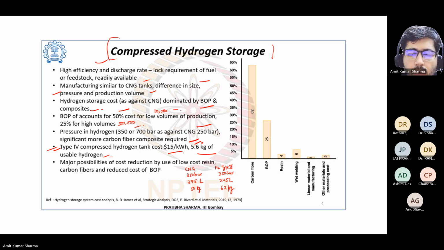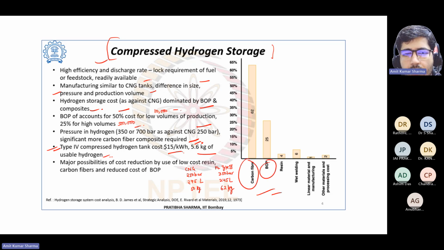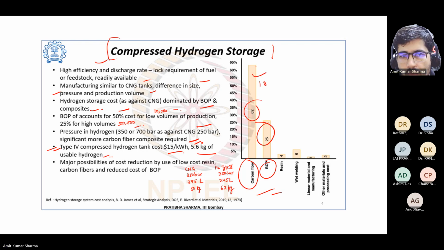In this curve, you can see the cost. You can see the carbon fiber and BOPs are the major cost. If we want to bring down the cost, we have to work on these two first. Because if you reduce this cost by 10%, that will be a significant value as compared to reducing 10% of this other cost. So we need to focus on these two.